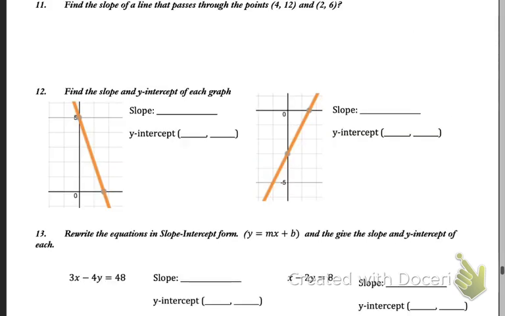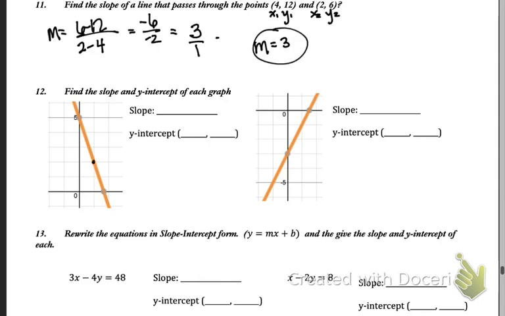Find the slope and the y-intercept of each graph. The slope on this one, I'm looking for a point where there's a whole number, so I can notice that I have to go down 3 and right 1, so that gives me a slope of negative 3. And I notice that the graph crosses the y-axis at 5, so my y-intercept is (0, 5).